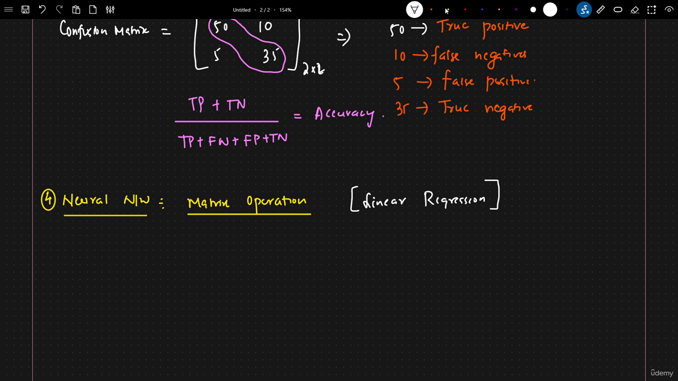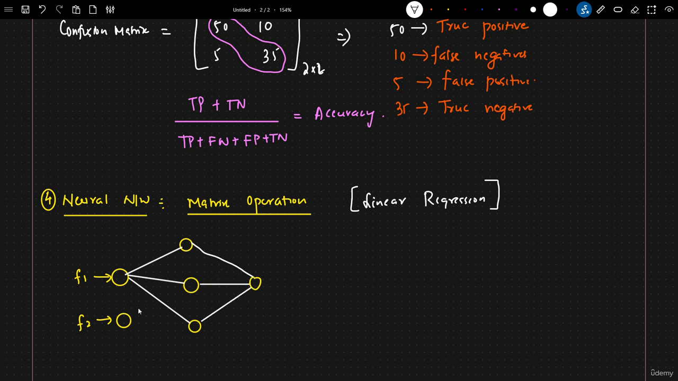Let's say that a basic neural network architecture looks like this. We will have an input layer. Let's say this input layer represents our feature 1 and feature 2. Record by record we will be passing. Let's say we have 3 nodes in the hidden layer, and finally I have my output layer. This input will be connected to all the hidden layer nodes, and the hidden layer will be connected to the output. And this is my output.